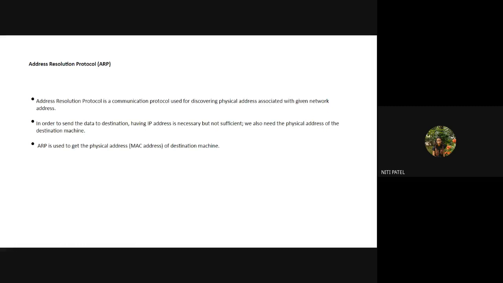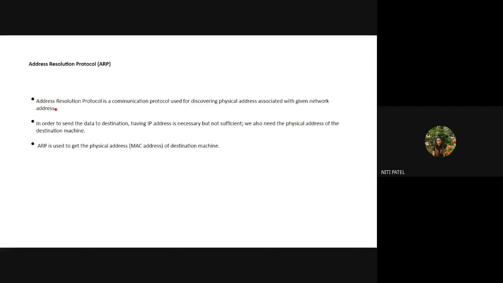Okay. Now let us see what is ARP. Address Resolution Protocol is a communication protocol used for discovering a physical address. Physical address means MAC address. With a given network address, that means a given logical address or IP address. So I am going to find out a MAC address, also called the physical address, by using the IP address, which is called either a network address or logical address.